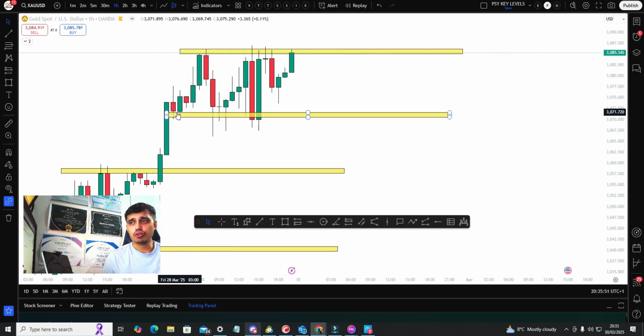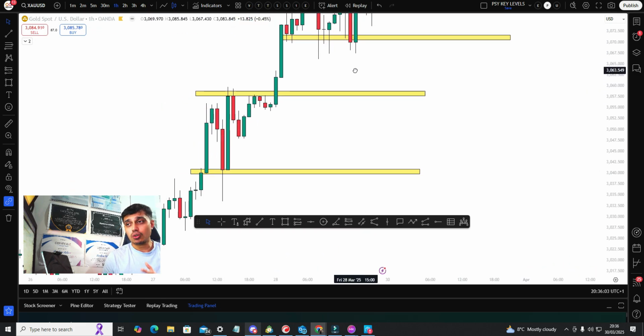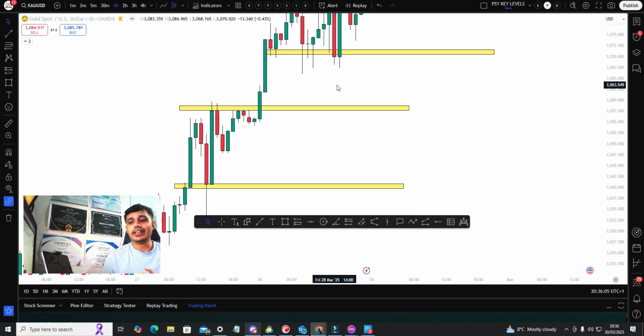We've got support formed here, we've got clear resistance. Now once price, obviously, do I want to take sells from here, buys from here? No, I've done that a long time ago. It does not work. Breakouts are a clear sign of price showing intent, which direction it wants to go.